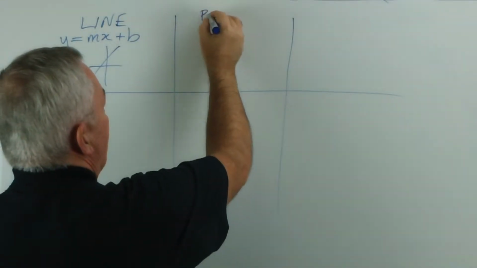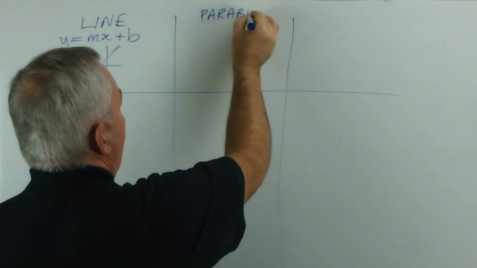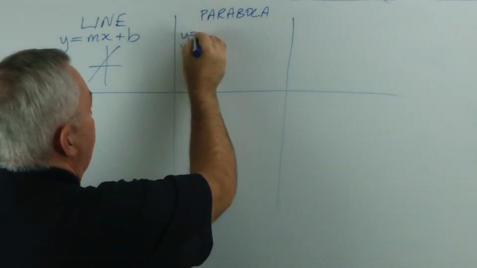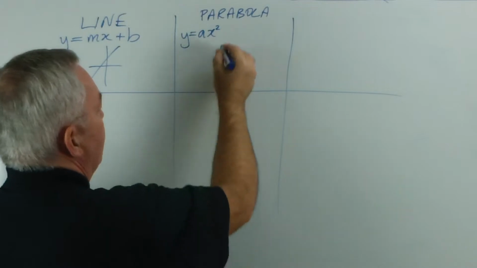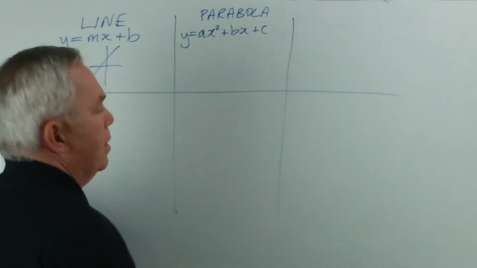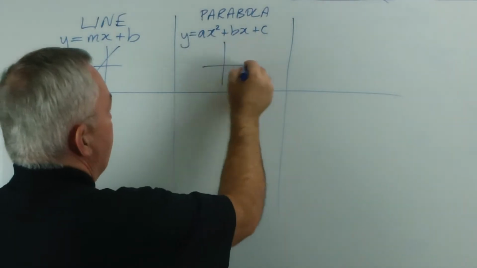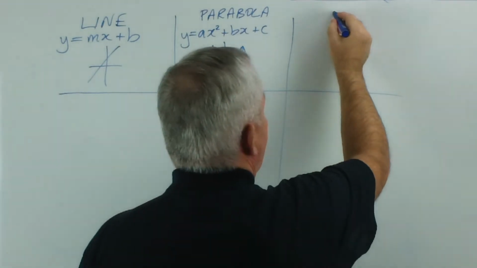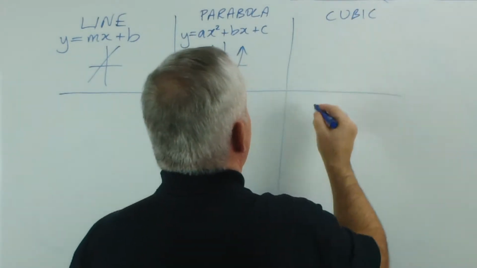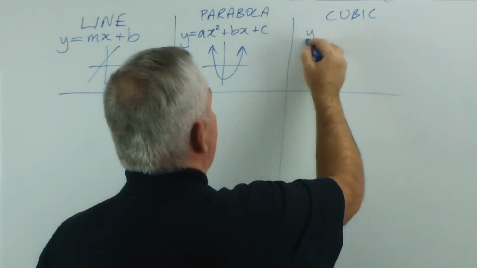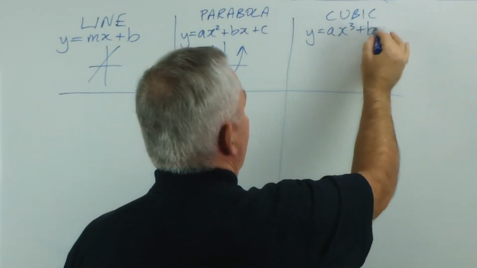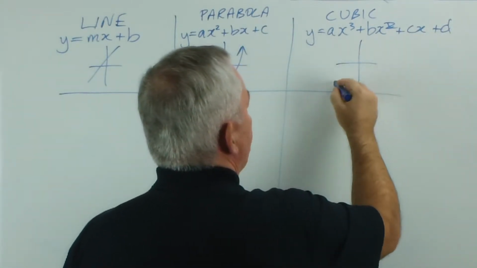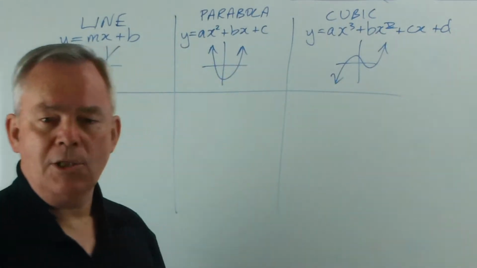The second one is a parabola. At least that's the name of the curve. The equation, which I'll write in general form, is called a quadratic equation, and of course they give graphs like that. The third that they have to know is a cubic equation. I'll write it in the general form as well. And of course they often take an S shape in form there.